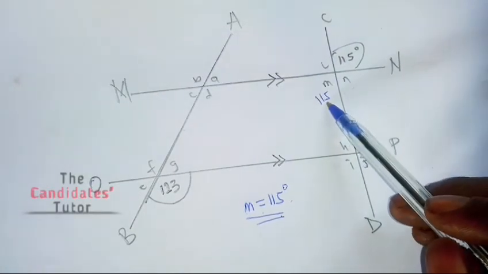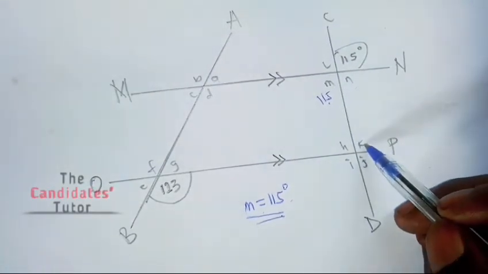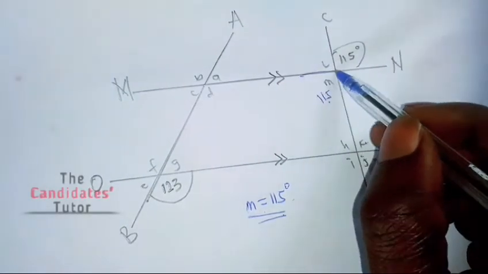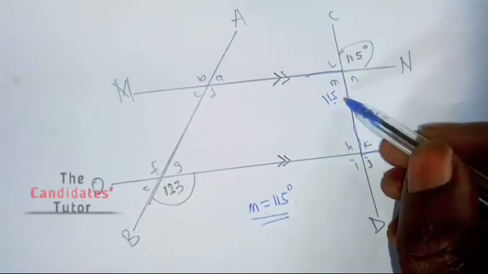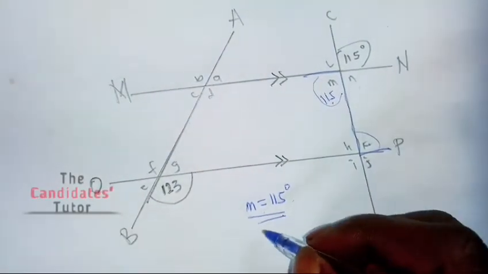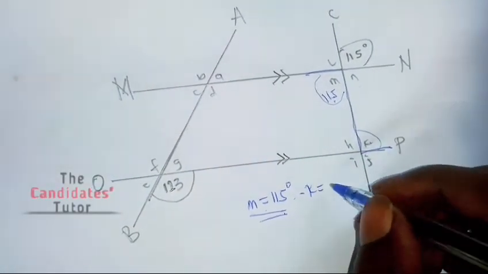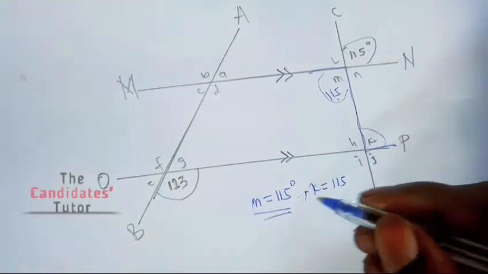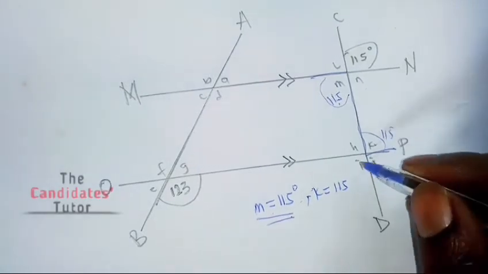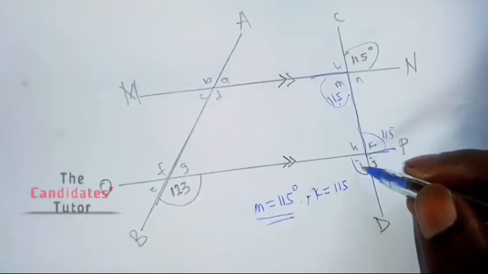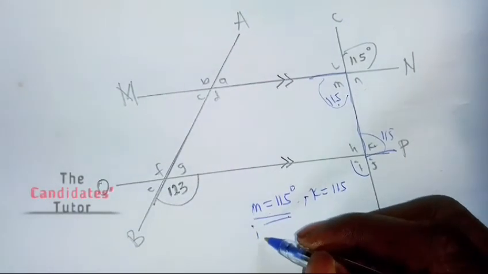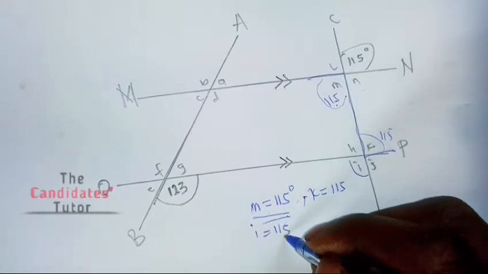If we know this as 115, we know that K will also be 115 because they alternate. Don't forget, alternating angles form a Z. So we have something like a Z like this. We see that this side and this side alternate, so K is also equal to 115. And if here is 115, then I is also 115. What property do you think it will be? That's going to be vertically opposite angles. So I is also 115 degrees.